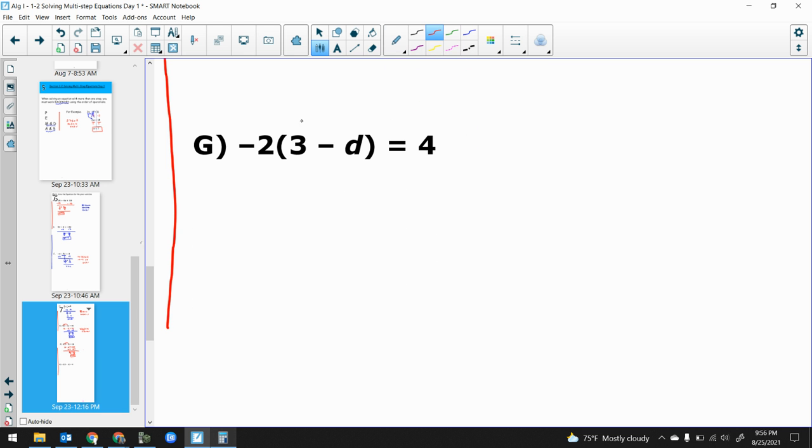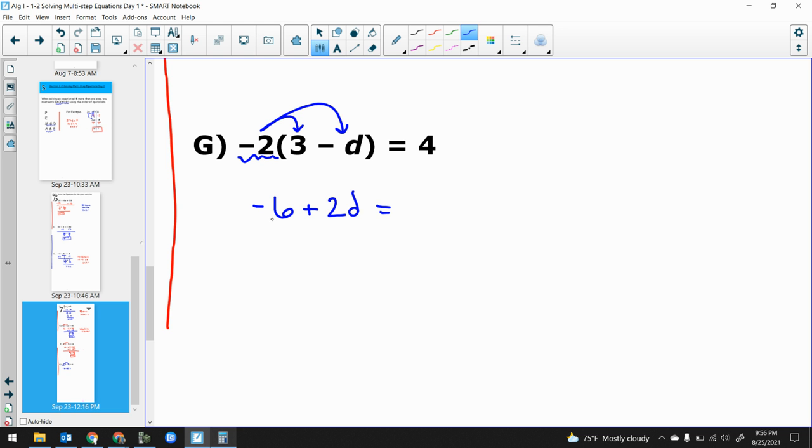Now the last one is a little tricky because I see a negative 2 on the outside of the parentheses. When I have that, remember what happens to the things on the inside when I distribute. Everything turns to the opposite sign. So this positive 3 becomes a negative, and then 2 times 3 is 6. This negative d, negative times a negative, turns into a positive 2d.